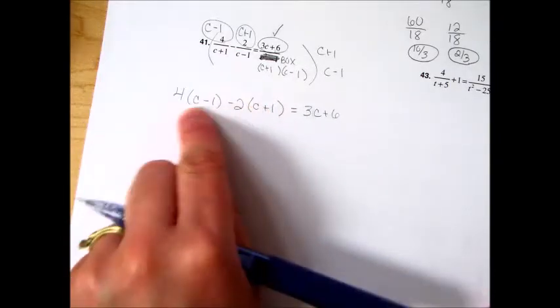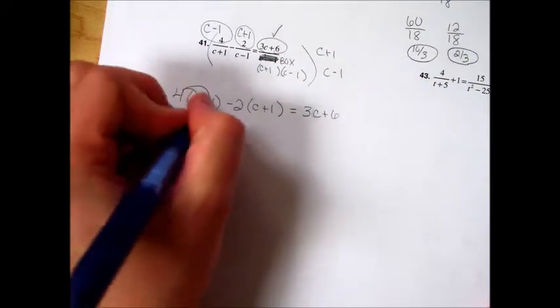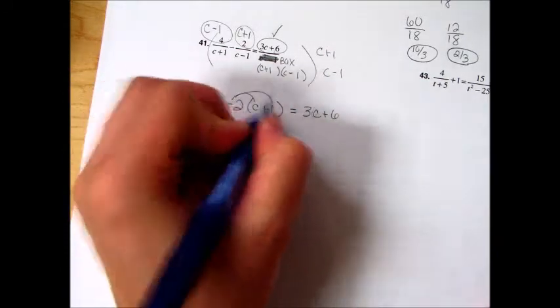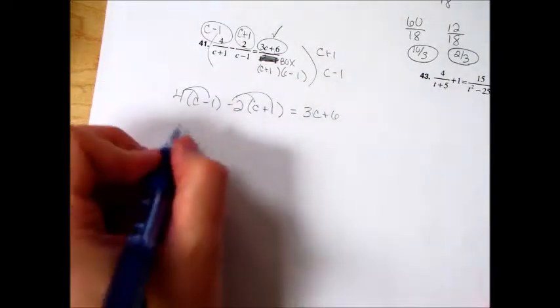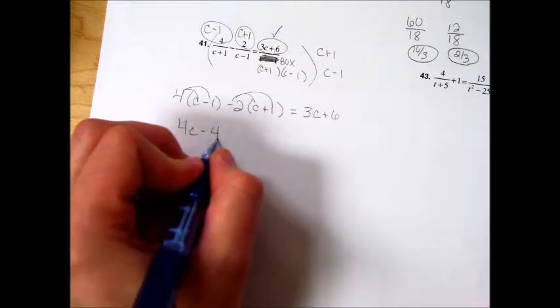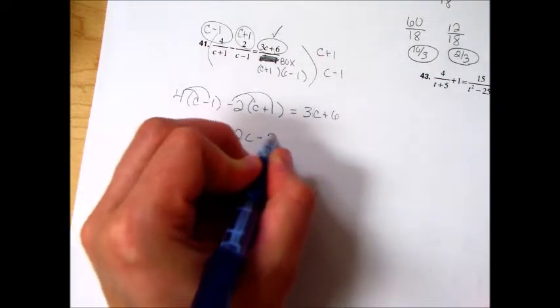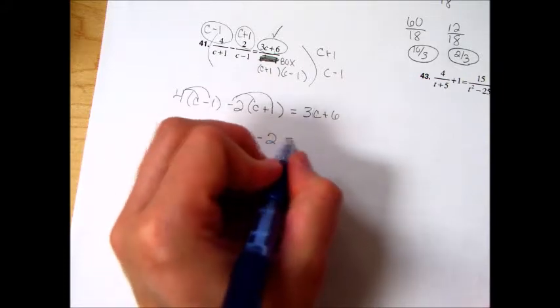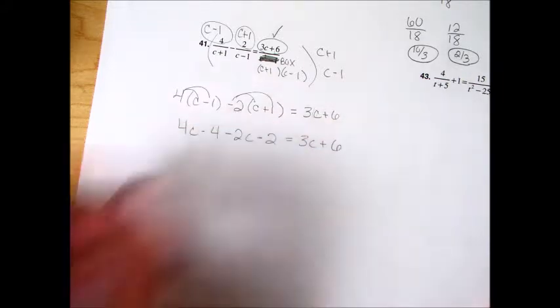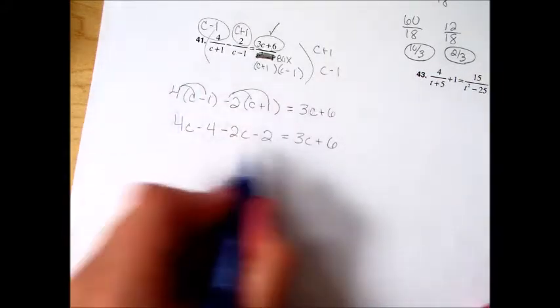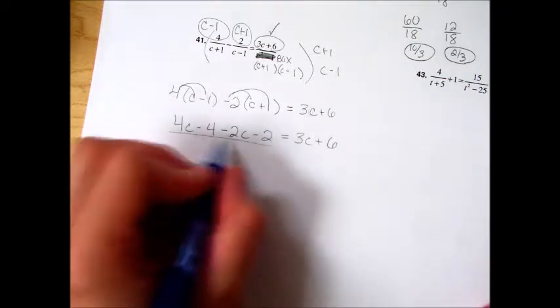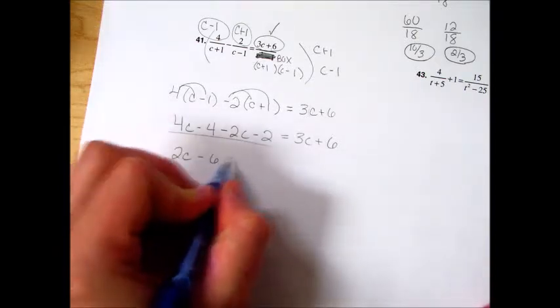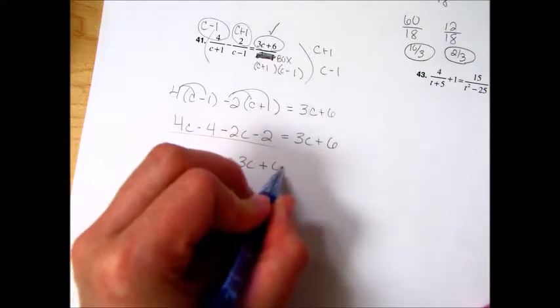Over here I'm going to distribute in a 4 and a negative 2. So that will give me 4c minus 4 minus 2c minus 2 equals 3c plus 6. I don't see any squareds, but I do have to clean this side up a little bit. So that's going to be 2c minus 6 equals 3c plus 6.